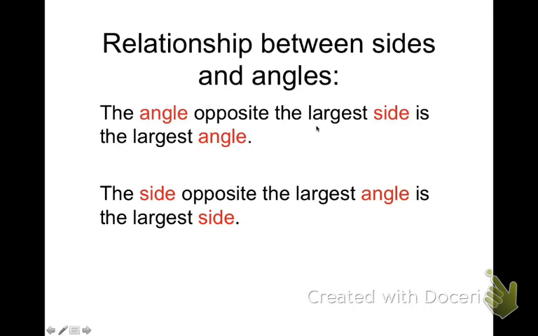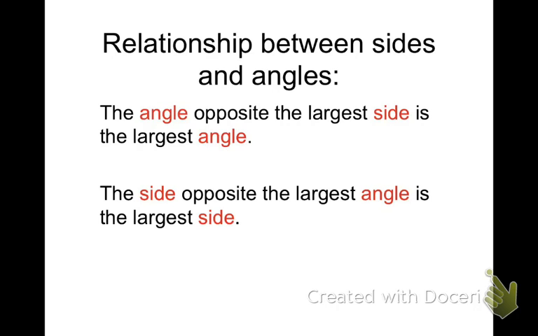So, to start out, the relationship between sides and angles, please fill in the blanks. The angle opposite the largest side is the largest angle. And vice versa, the side opposite the largest angle is the largest side. So let's think about that for a second.